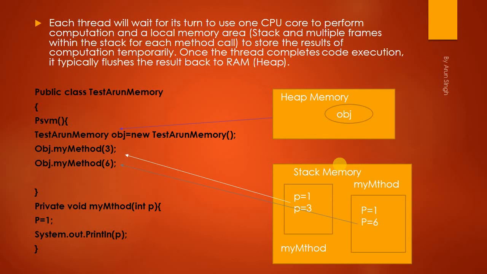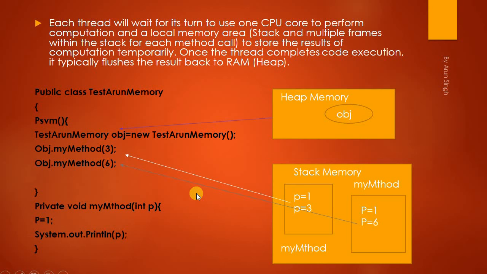When you create an object, like say I have a class public class TestOutOfMemory, and I'm creating an object with the new operator, this object will take memory in heap memory. Now I have a method in which I am passing a parameter p. I am passing some value, but I am giving a local value of p equal to 1 here. This method call is stored in stack memory.